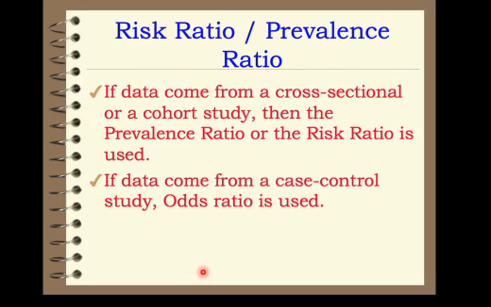Now, if data come from a cross-sectional study or a cohort study, then prevalence ratio or a risk ratio is used. We said that to you a while ago. And then if data come from a case control study, odds ratio is used. And I would like to emphasize that in a case control study, the only measure is odds ratio, meaning we cannot measure the prevalence ratio or the risk ratio in a case control study.